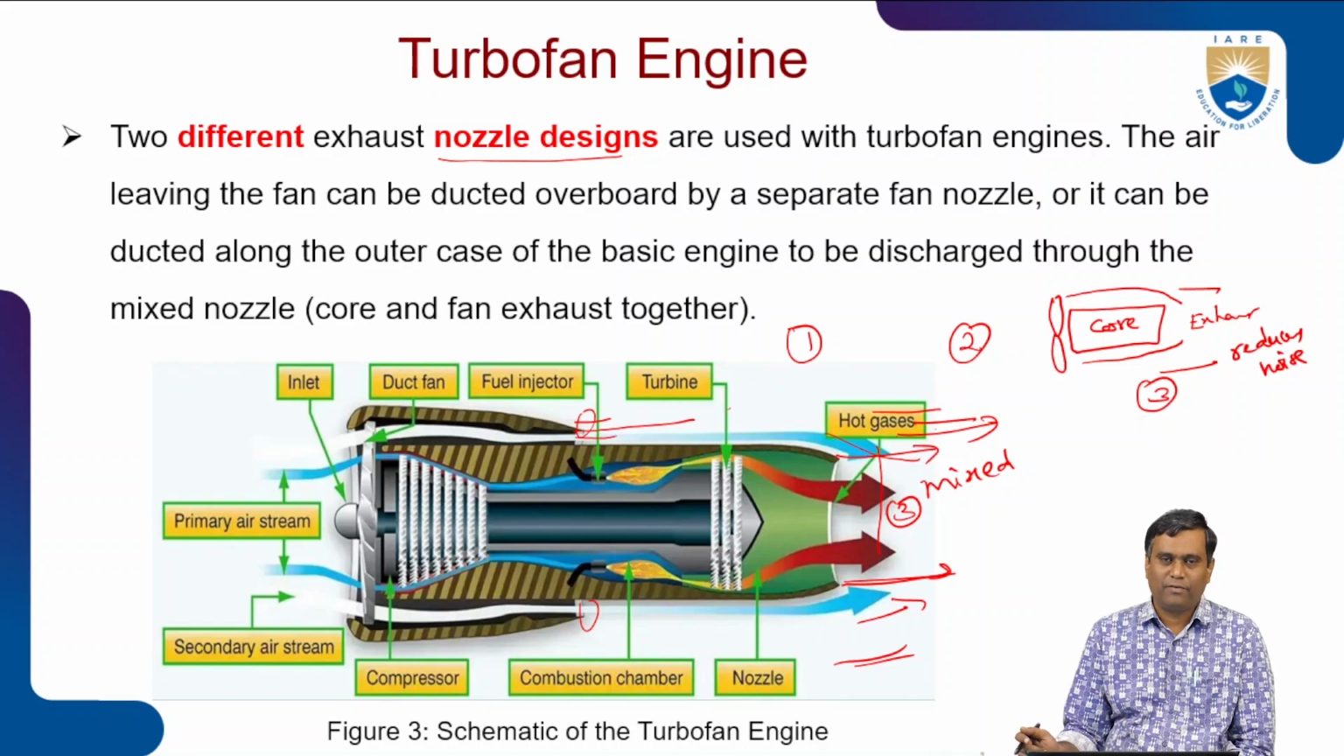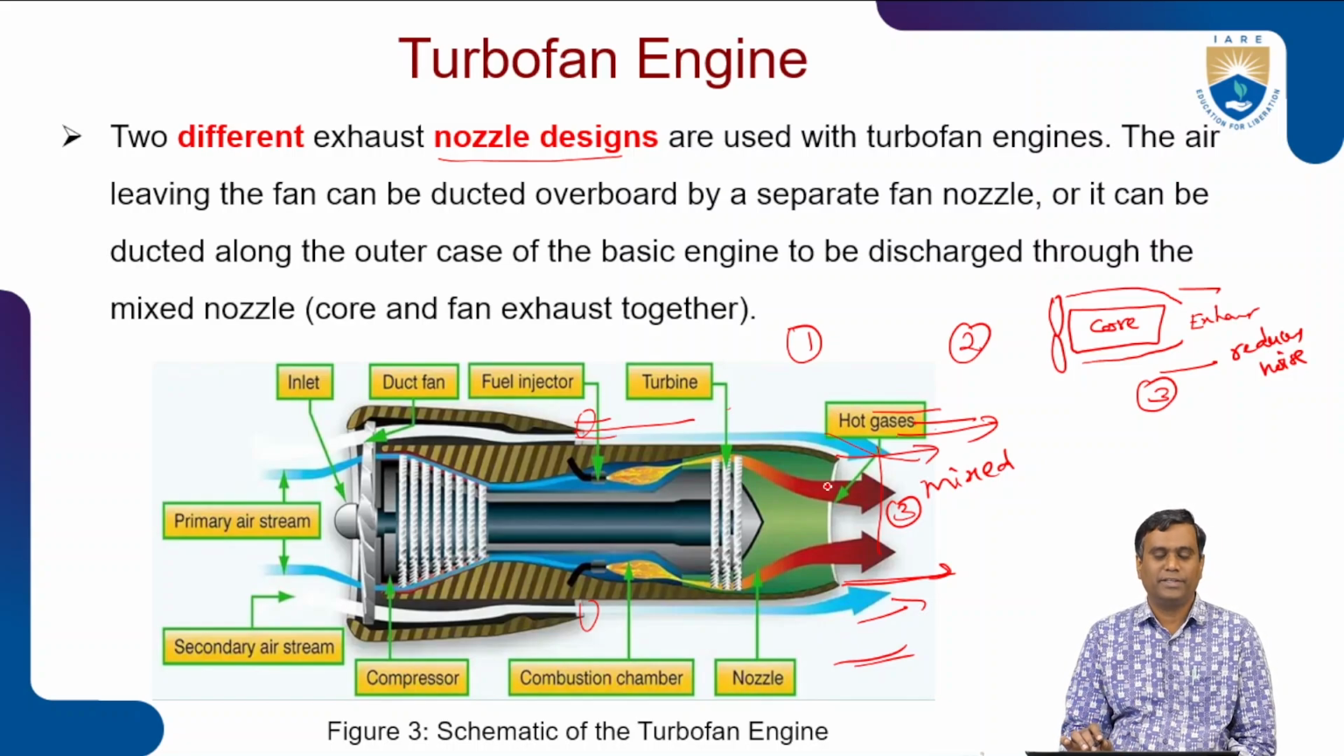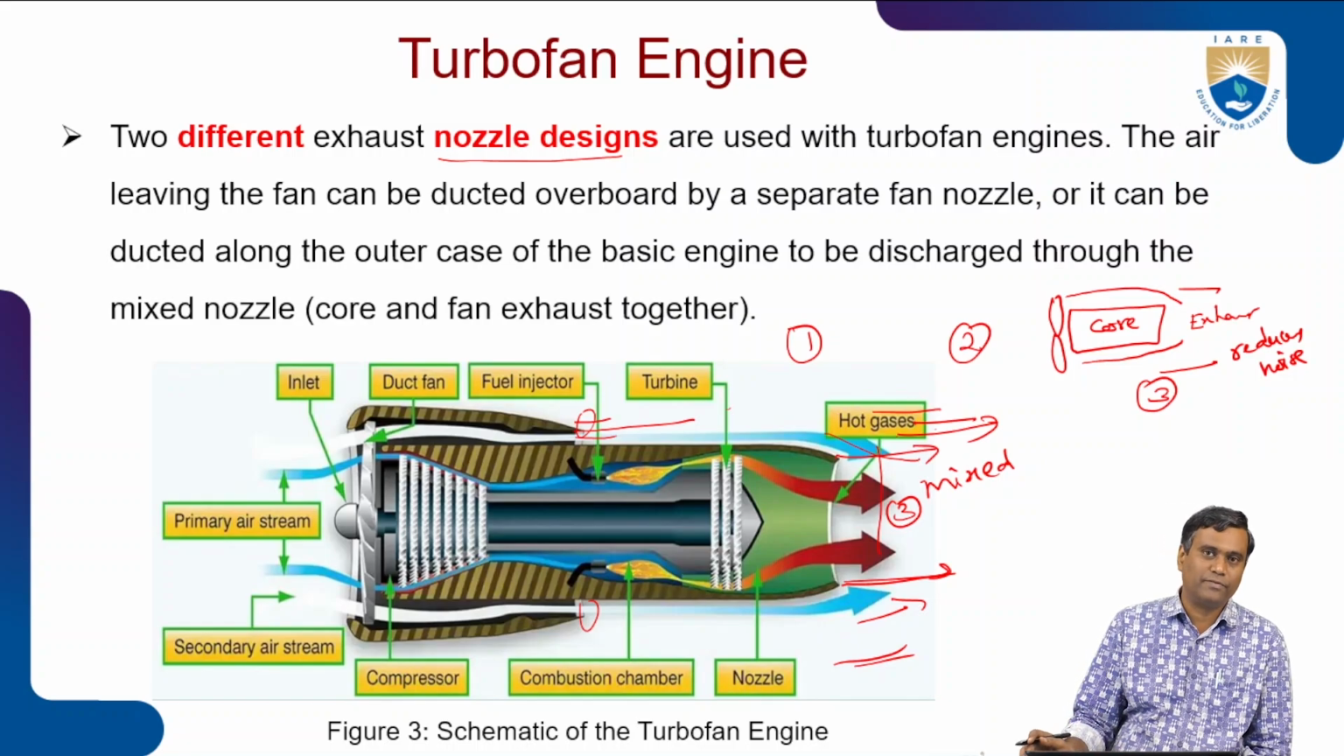Mixed flow, separate flow, and even in separation, at the exhaust, the duct itself separates. The flow is allowed to flow overboard the core engine. Otherwise, that exhaust is allowed to mix with the core engine exhaust. Otherwise, at the intersection of a separate flow. Like this, we can have different types of turbofan engines.